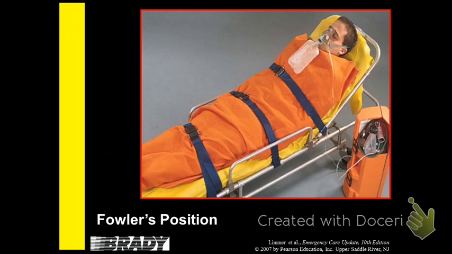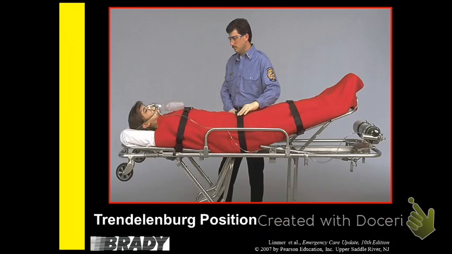Another term that we use is a Fowler's position. You won't use this very much. This just means that the patient's up at a 45-degree angle. It's more of a documenting thing that we won't really do. But remember that a Fowler's position, that's a 45-degree angle. And then another one, Fowler's position is at a 45-degree angle.